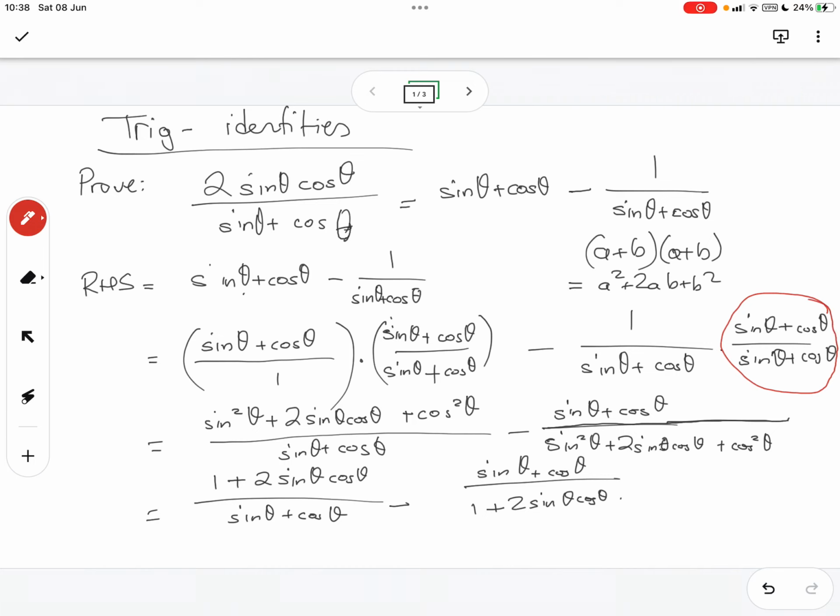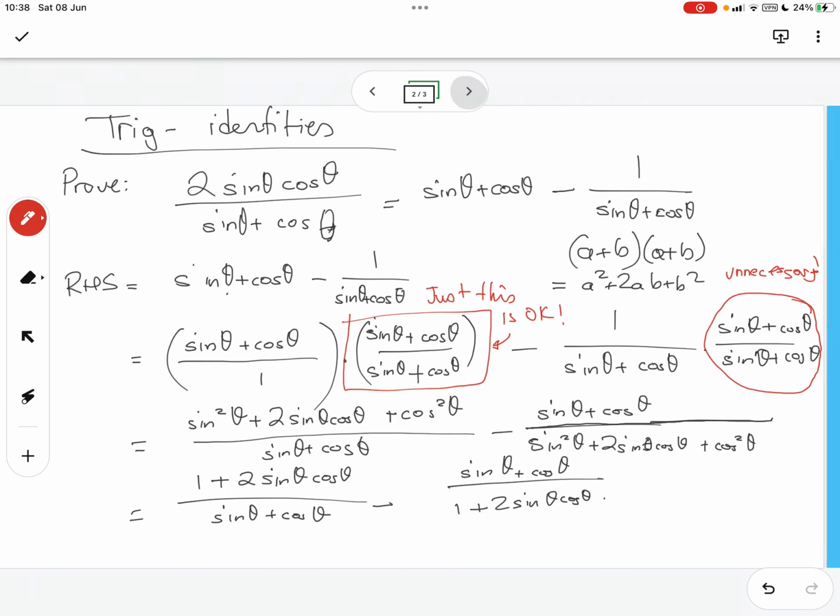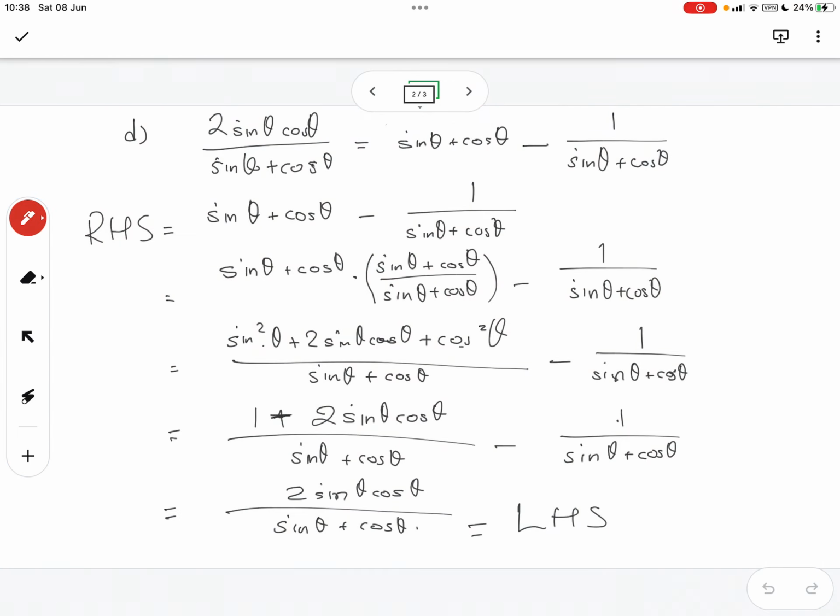Okay, so that's how it's solved. So basically, here, the mistake, I'm going to use a red pen, was to include this. This was unnecessary. So this part was unnecessary. Could have just done with just this part. So just this part is okay. Just this is okay.